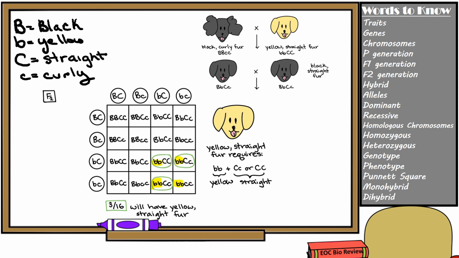Notice that 4 will have a homozygous recessive genotype, meaning that they will express the yellow fur phenotype, but only 3 of these will have straight fur. Thus, 3 out of 16 will have yellow straight fur, which means that there is less than 20% chance that a puppy from the second generation will have yellow straight fur.